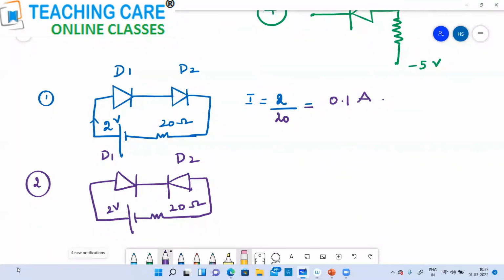Tell me. D2 is reverse biased, isn't it? Yes, ma'am. Then what will be the current? But D2 shouldn't let current pass through. So the current should be 0. Yes, ma'am. It will be 0 for D1 also, right, ma'am? Yeah, it will block here. So I will be equal to 0.